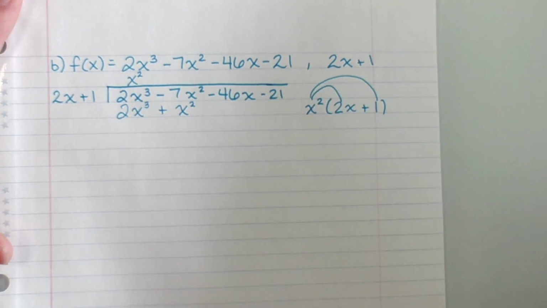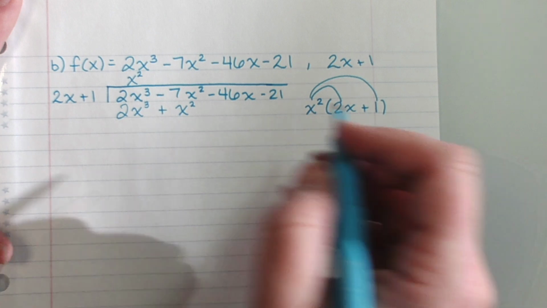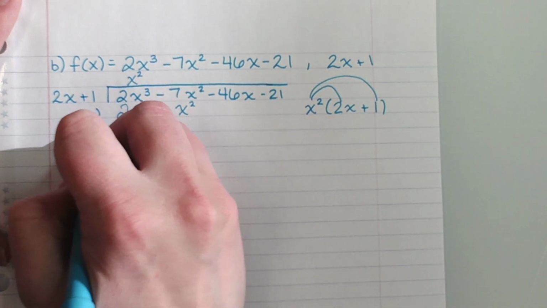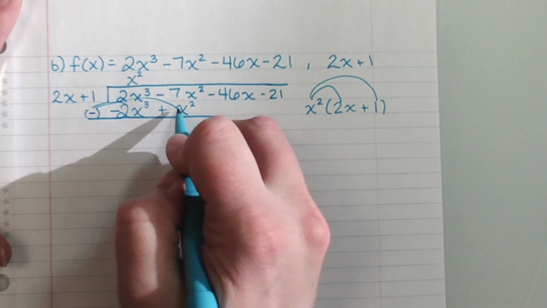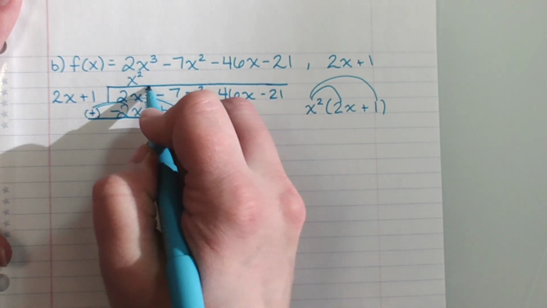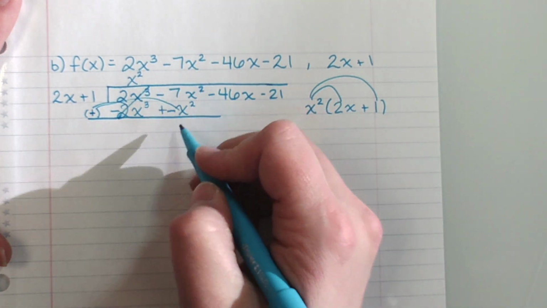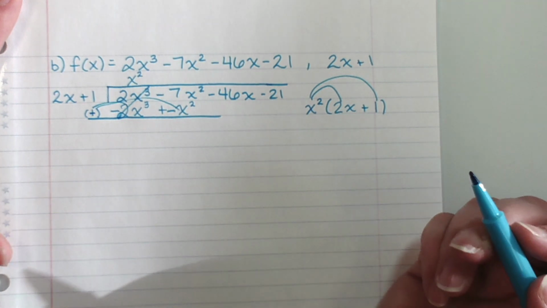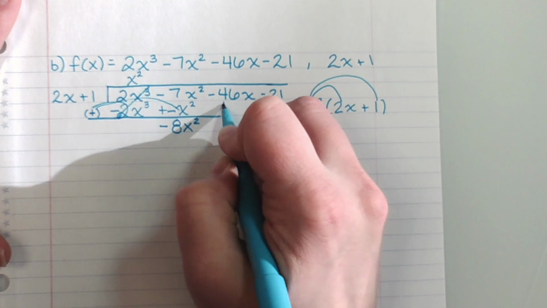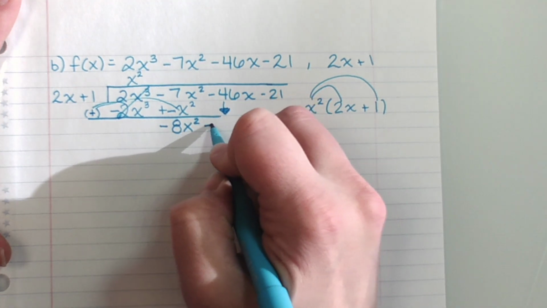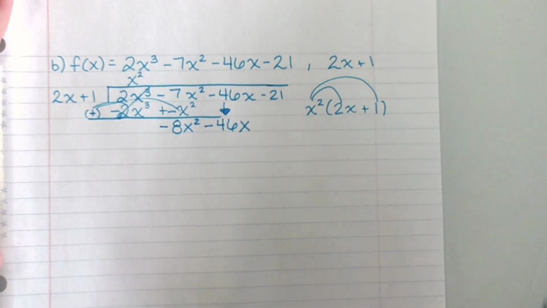And then we subtract. Easiest way to subtract? Distribute the negative and add. That cancels out. Negative 7x squared plus a negative x squared. Negative 8x squared. And pull down the next term. That is one thing that I saw people making mistakes on the last quiz. Don't forget to pull down the next term.